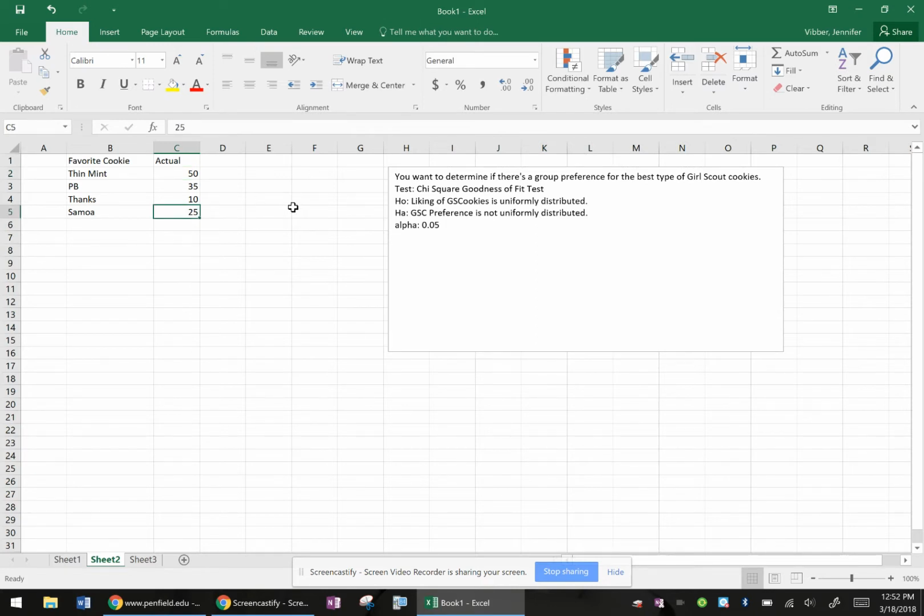Well, I can't do that until I know what uniform looks like. So I need to make an expected column. Now I'm going to highlight these and look in this bottom corner, and it says the sum is 120. So in my expected column, I'm going to write equals 120 divided by 4, because I asked people to choose between 4 different cookies, and that's 30. So I'm going to fill that column with a whole bunch of 30s.